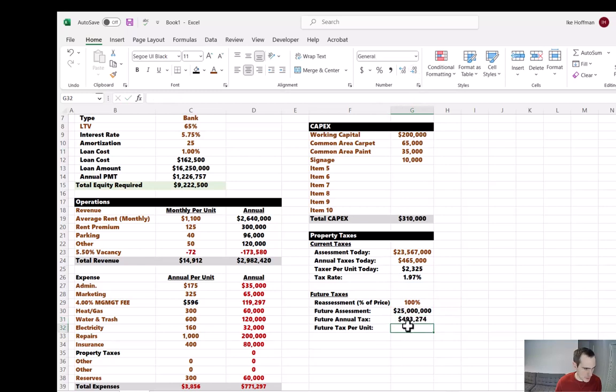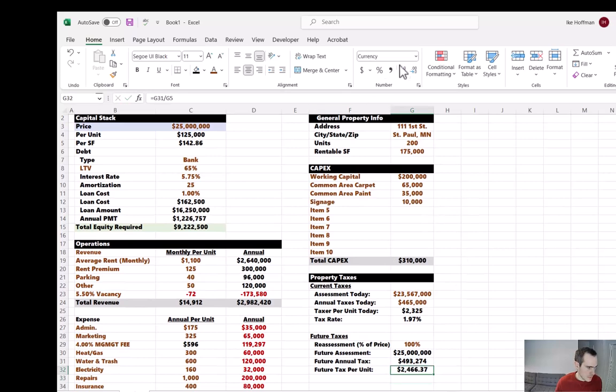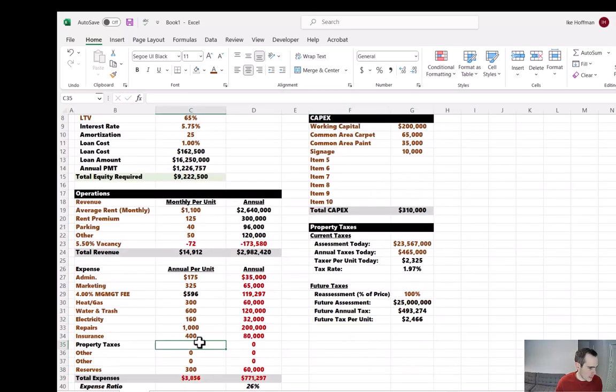And then the future tax per unit is the future tax liability divided by 200 units, which is 2,466. Now we can go to the property taxes line item in our operating assumptions and grab this stabilized taxes, future taxes per unit.